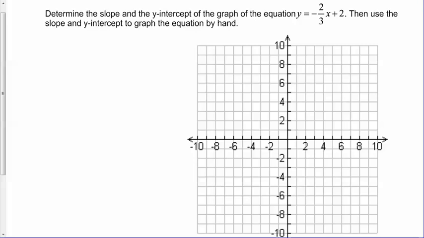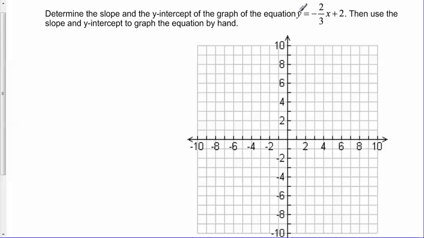Determine the slope and the y-intercept of the graph of the equation y equals negative 2/3 x plus 2. Then use the slope and y-intercept to graph the equation by hand. So let's see what this equation tells us.